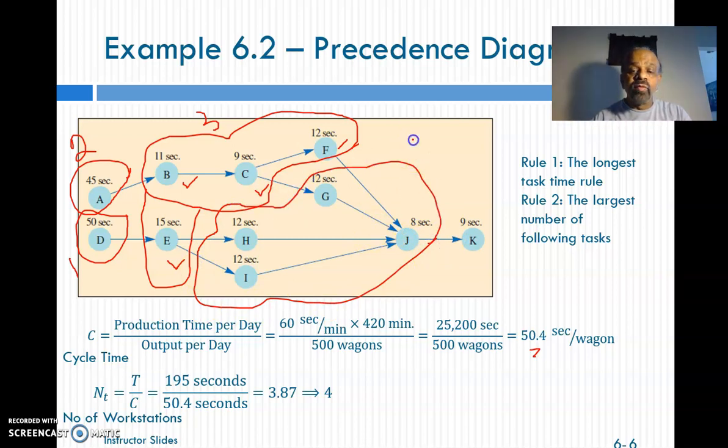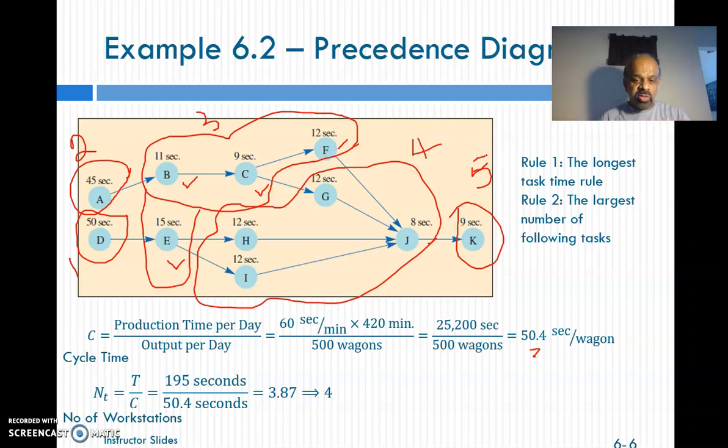And this is my fourth workstation. So the fourth workstation consists of H, I, G, and J. And my fifth workstation is K. So I have 5 workstations now, okay, which is pretty cool. That is good enough for me.